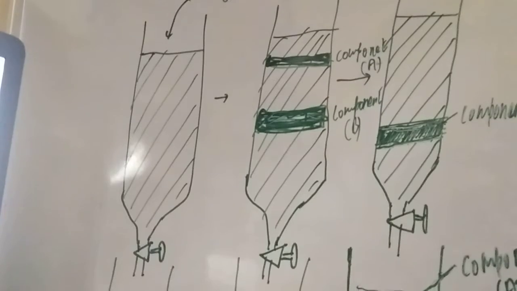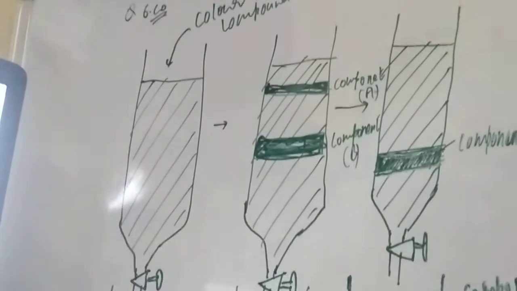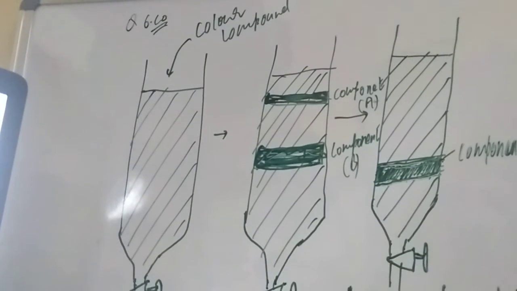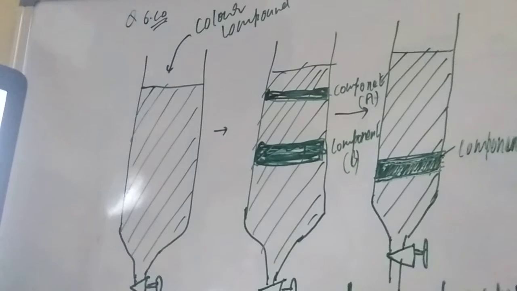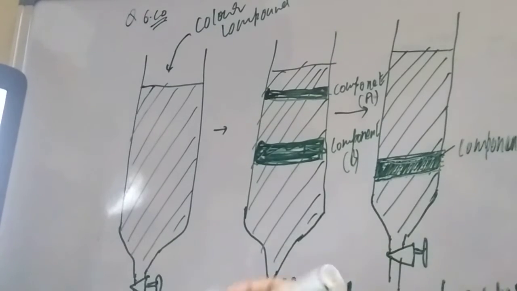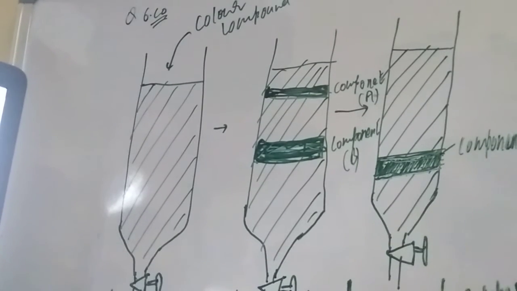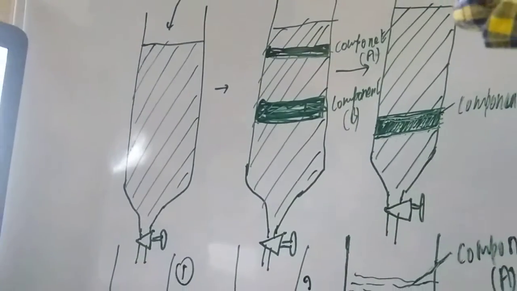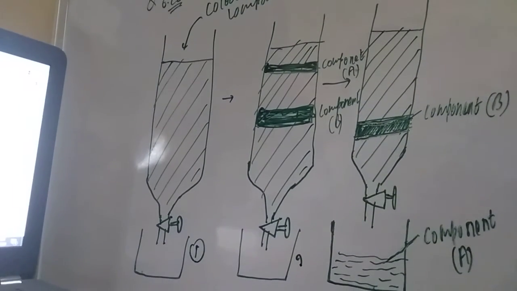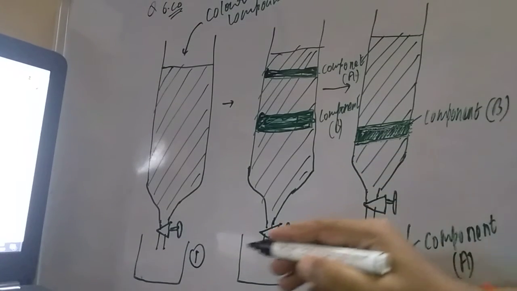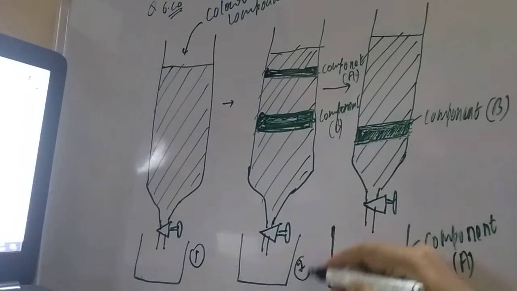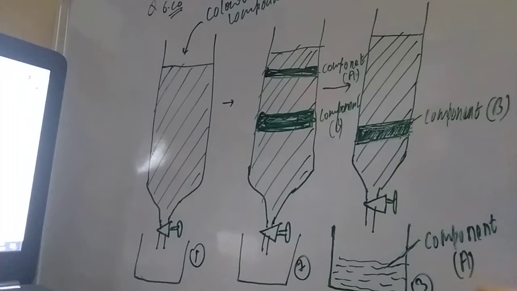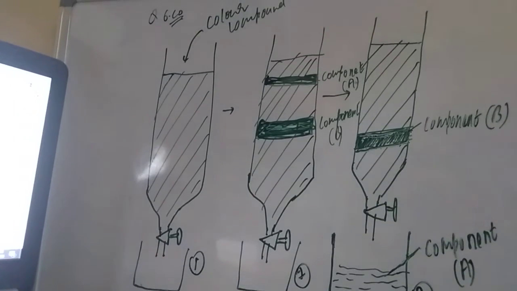Here you see, I have already drawn the diagram. There are 3 columns: this is column number 1, this is column number 2, and one more column, column number 3. So what do we have to understand in this case?